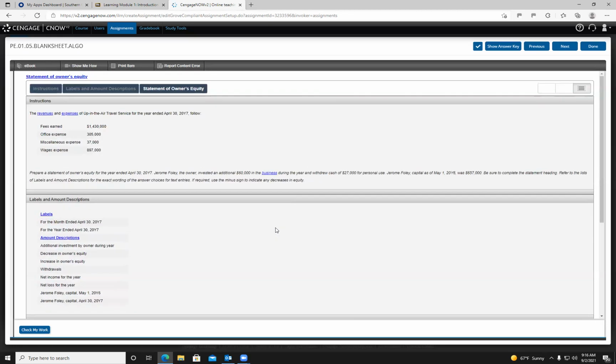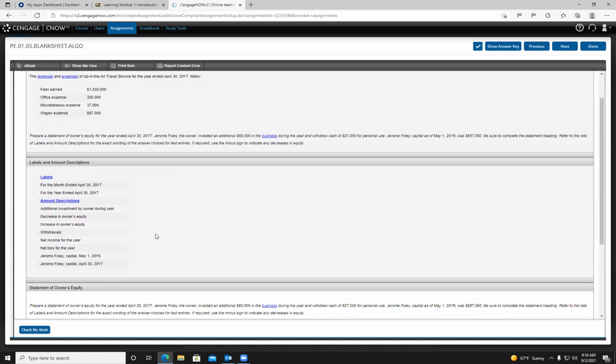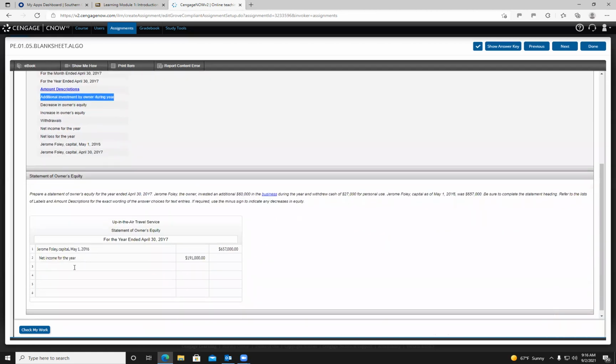Let's see here. Was there any additional capital? So Joan Foley, the owner, invested an additional 60,000 in the business during the year and withdrew 27,000 for personal use. So we do have an additional investment by the owner for the year of 60,000. And we did have withdrawals of negative 26. So we'll put a negative. Okay. So next we want to determine, was there an increase or decrease in owner's equity? Well, I can already tell you right now it was an increase in owner's equity.